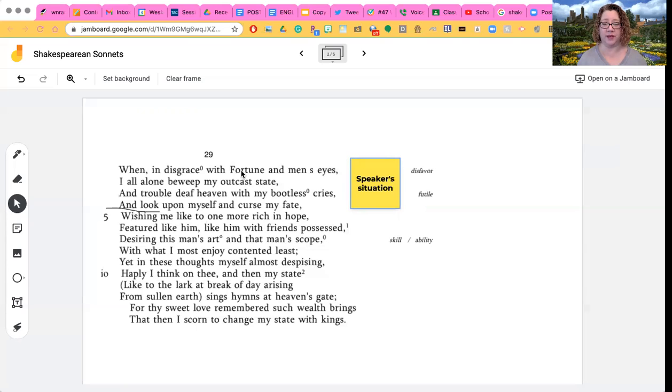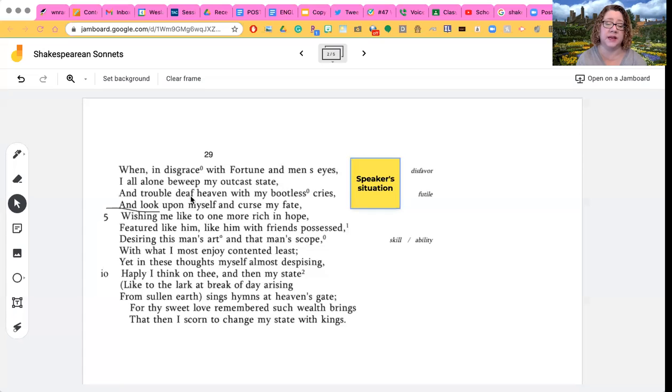So the Greeks could kind of say, well, it's up to Fortune, whatever Fortune decides. And she was, in their minds, a literal goddess that would spin the wheel. So he means fate. So when I'm in disgrace or disfavor, there's a side note here to help you with fate and men's eyes. When people are looking down on me, and when fate is turning its back on me, and I'm not having very good luck, I all alone beweep my outcast state. So I am upset about that, and troubled deaf heaven with my bootless cries.